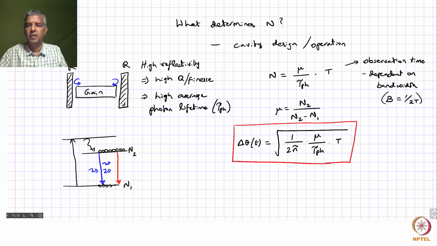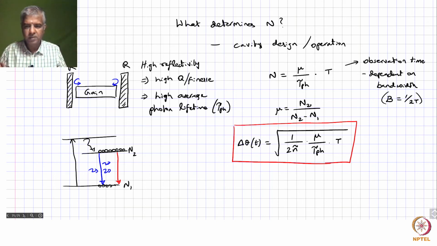If N2 is, if all your atoms are at the excited state, so mu can actually be as low as 1, because N1 becomes 0, then you have mu equals 1. So in that case you may not have as many photons stimulating this transition.